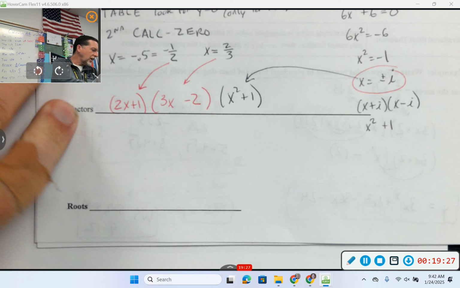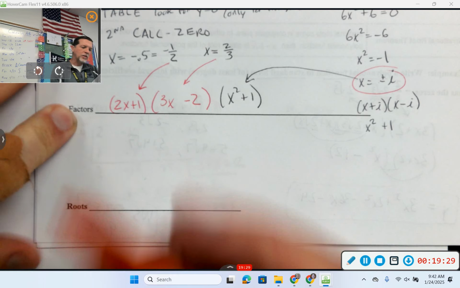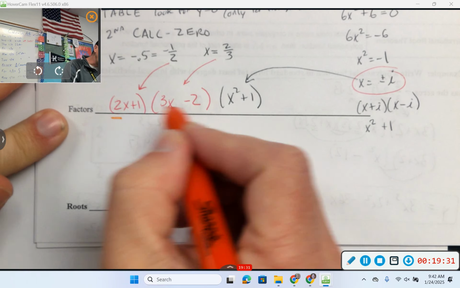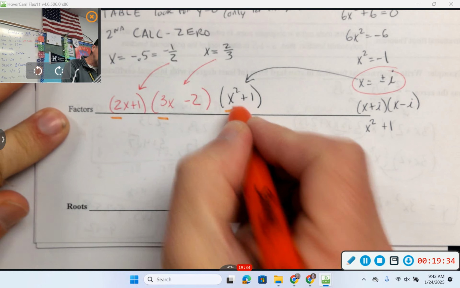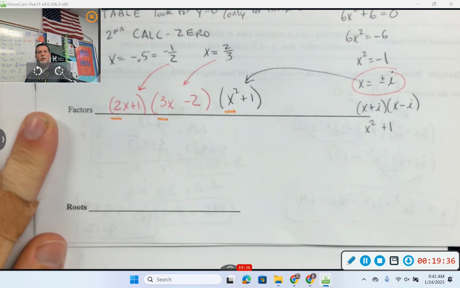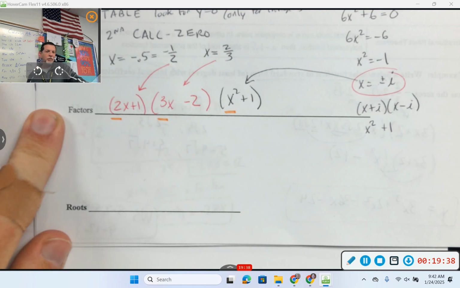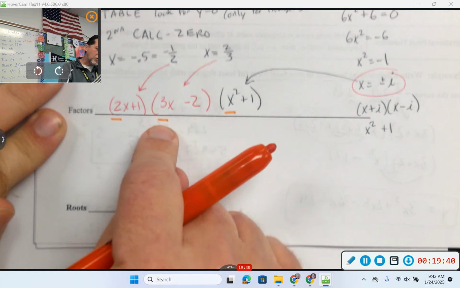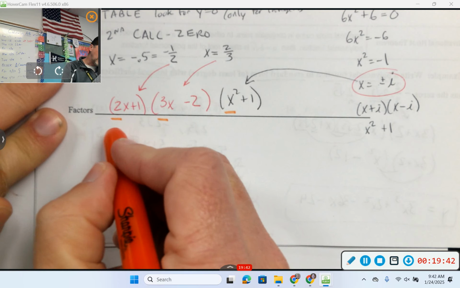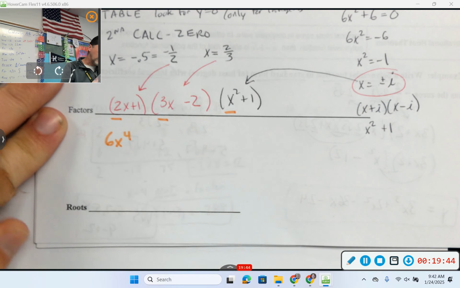Now, I think we've done this before, there's kind of a shortcut way to maybe not multiply it all out, but sort of halfway multiply it out. Like multiply all the first terms. 2x times 3x times x squared. That would be 6x to the 4th.